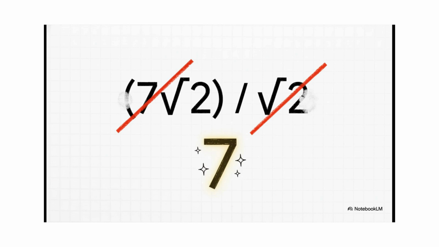And here it is, the big payoff. That whole complicated mess has boiled down to 7 root 2 divided by root 2. The root 2's on the top and bottom just cancel each other out, and we're left with 7. How cool is that? All that work for a nice, clean 7.